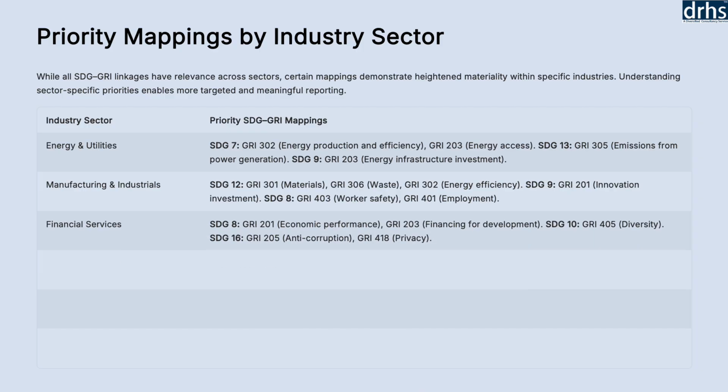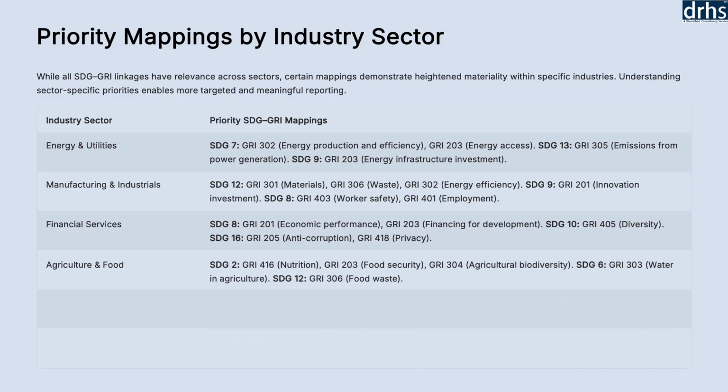Financial services. Financial institutions influence SDGs primarily through capital allocation and risk management. SDG 8 and SDG 9 are material due to financing of economic activity and infrastructure. SDG 10, Reduced Inequalities, is addressed through financial inclusion and access to finance, while SDG 16, Peace, Justice and Strong Institutions, is reinforced through governance, anti-corruption, and responsible lending practices.